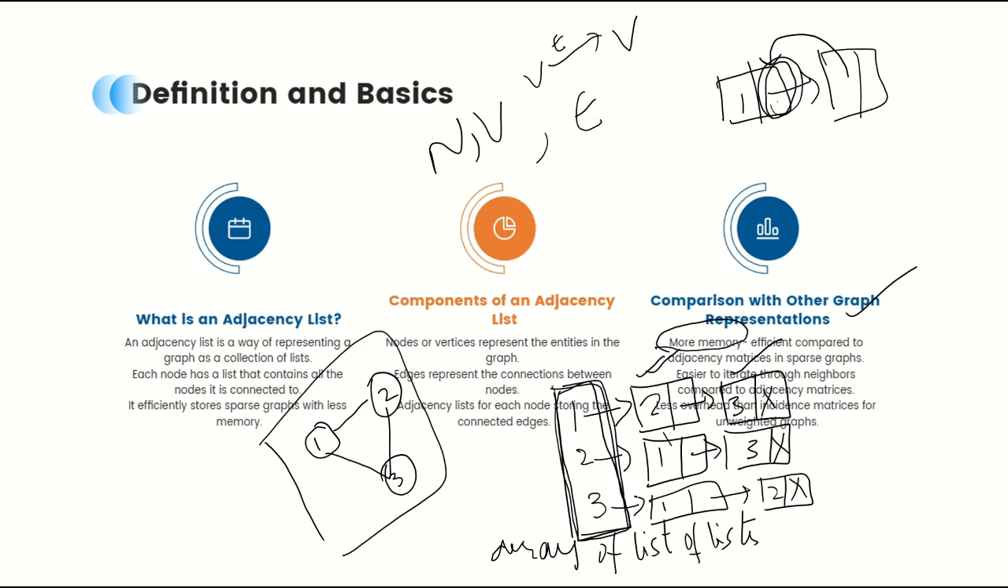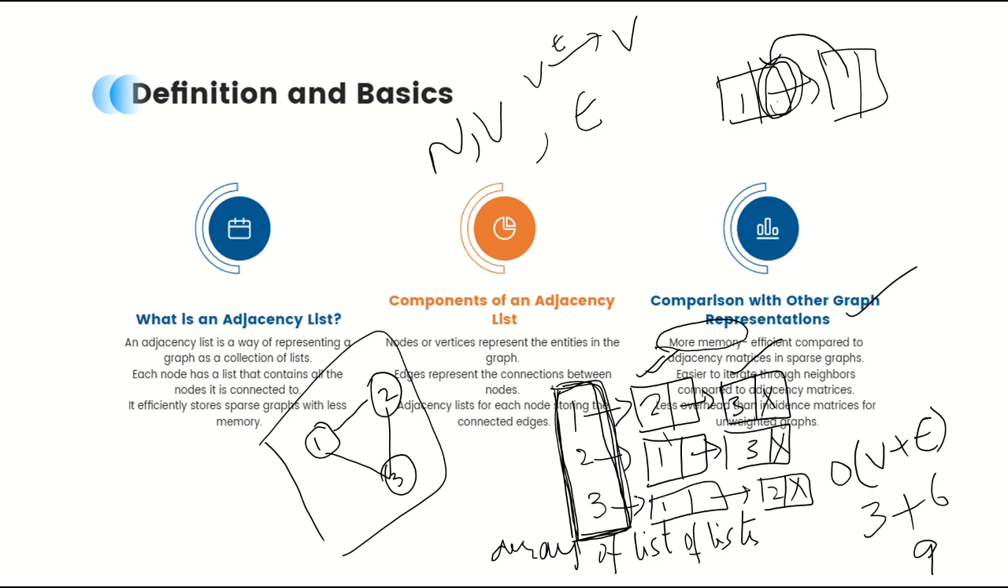Now let us understand how much space and time complexity this adjacency list storage is taking. It stores order of V plus E because it stores all the vertices plus edges. Vertices are 1, 2, 3. Edges are 1, 2, 3, 4, 5, 6. 6 plus 3 is 9.